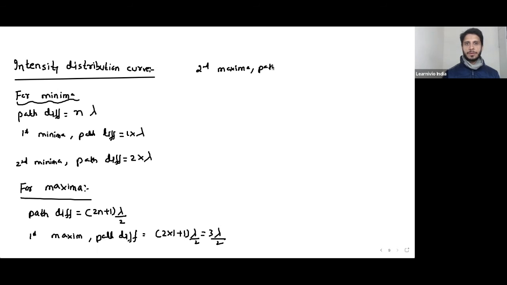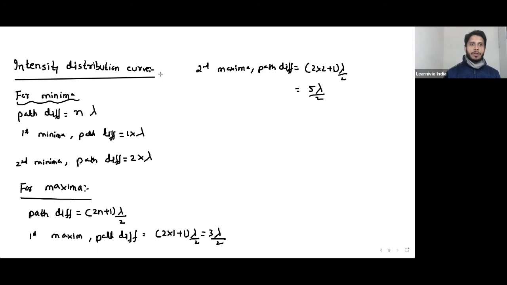For second maxima, the path difference is 2 into 2 plus 1 into lambda by 2. So that's 4 plus 1, 5. It's 5 lambda by 2. This is the path difference for second maximum, and so on.